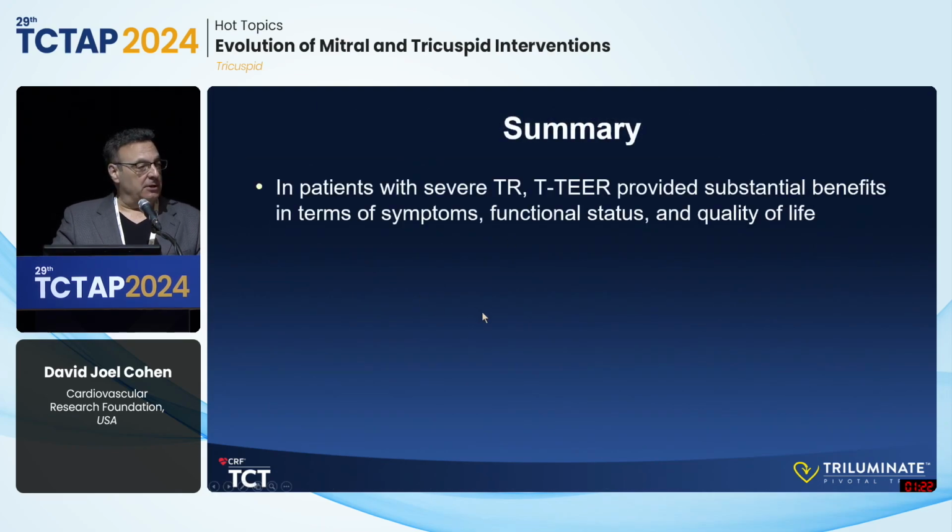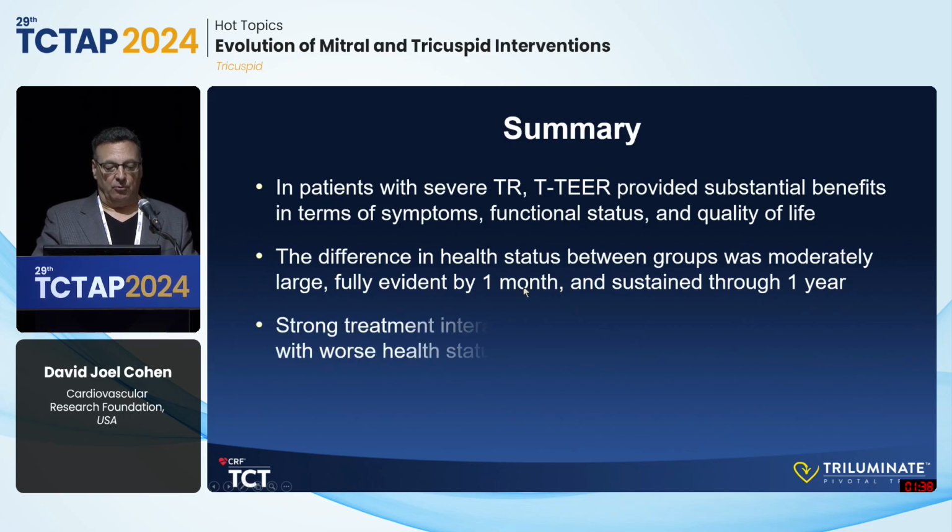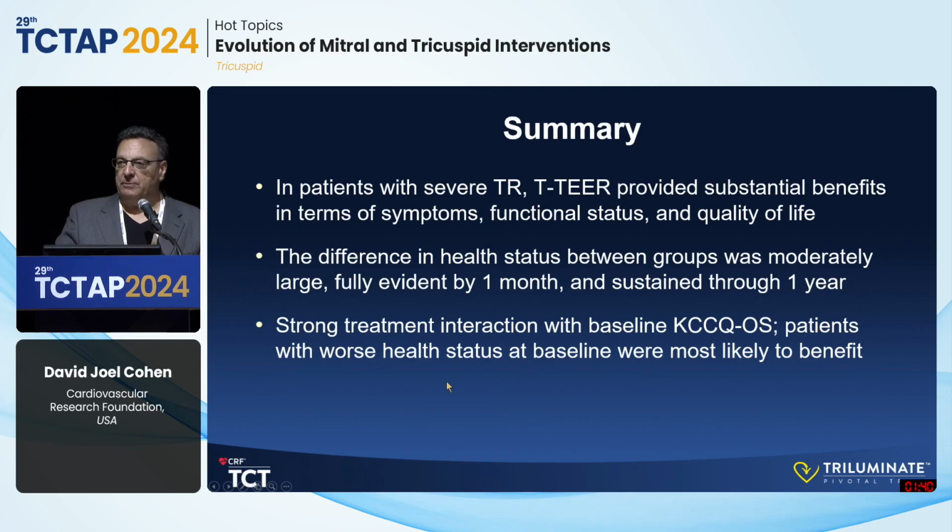So to summarize, in patients with severe TR, T-TEER provided substantial benefits in terms of symptoms, functional status, and quality of life. The difference in health status between the 2 groups against the control group was moderately large. It was fully evident by 1 month, and it was sustained through 1 year. There was a strong treatment interaction with baseline health status. The patients who were in the worst shape, who had the most symptoms at baseline, were the most likely to derive a large benefit.